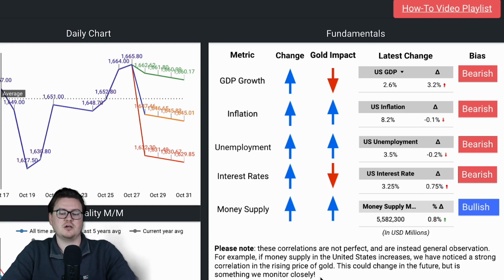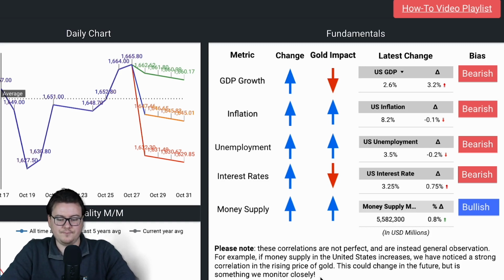So again, just because, say, GDP growth is going up in the US does not necessarily mean that 100% of the time it's going to be a bad thing for gold. It's just typically, generally speaking, that tends to be the case.